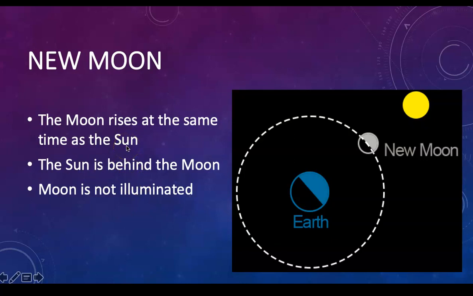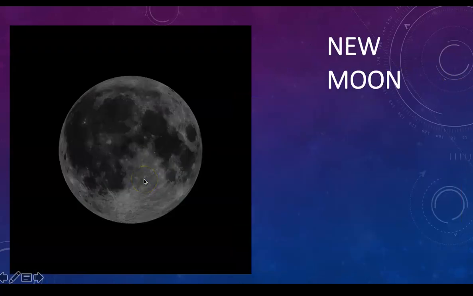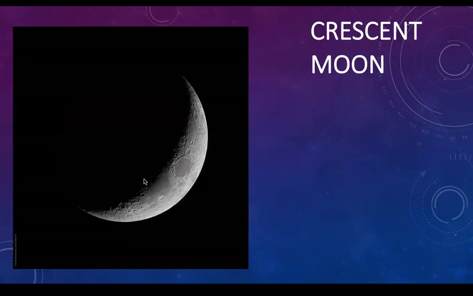With a new moon, the moon rises at the same time as the sun. So the sun is behind the moon, and therefore the front of it is not lit up. See how that works out? If you were on the far side of the moon, it'd be looking really swell. And again, moon moving through the sky here. New moons can be not visible, partially visible. Moving on to crescent.